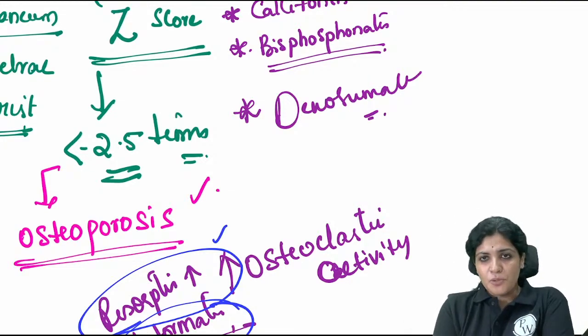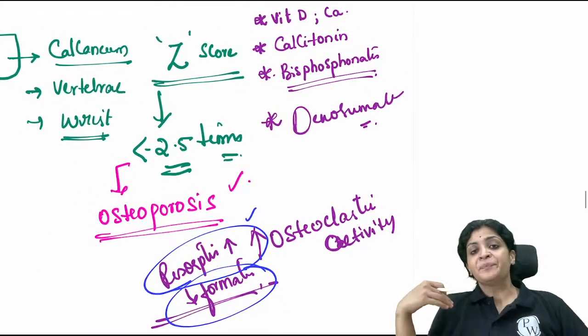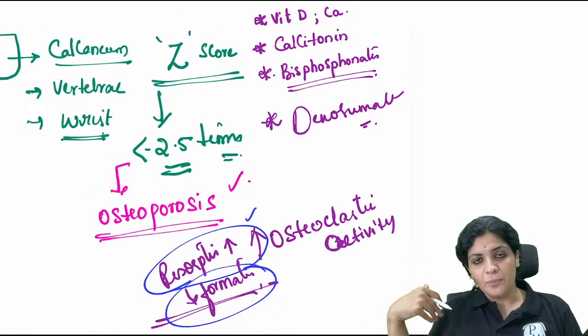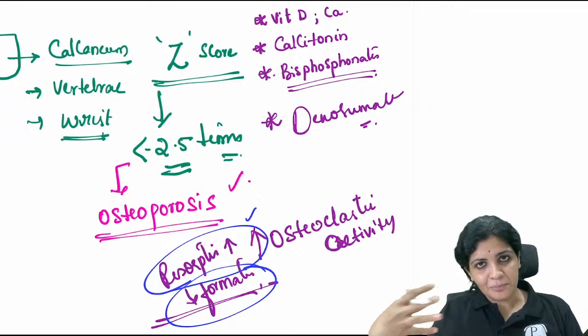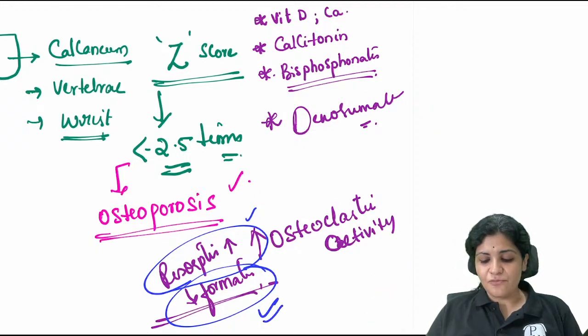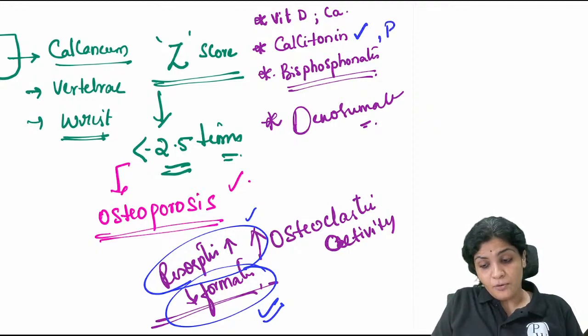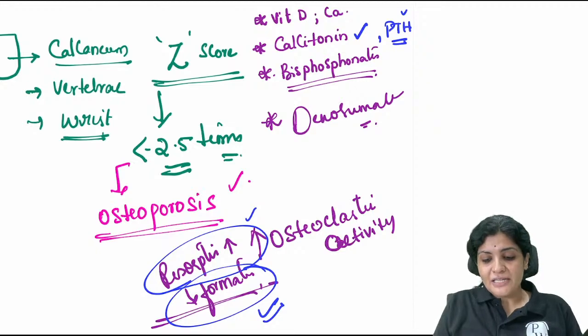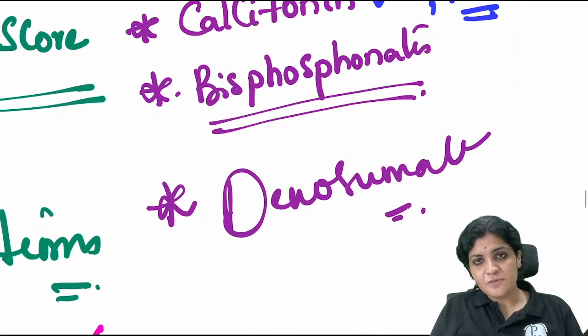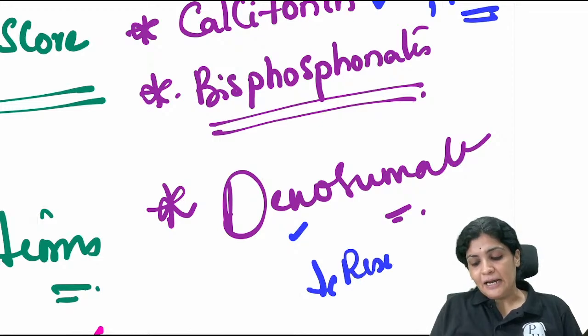So whenever an osteoporosis pathology is happening, there is an increase in the resorption of the bone. So decrease in the formation, increase in the resorption. Whatever treatment we do, we try to reverse it. So we try to increase the formation of the bone. This is by the calcitonin or the parathyroid hormone, which will increase the formation, right? And resorption is decreased by the bisphosphonates. So these bisphosphonates and denosumab will decrease the resorption.